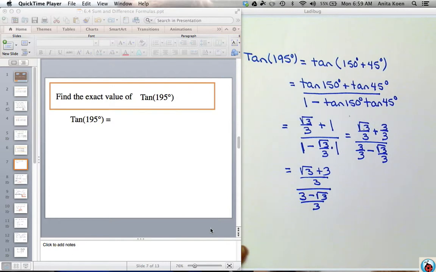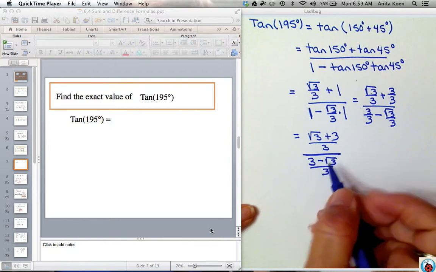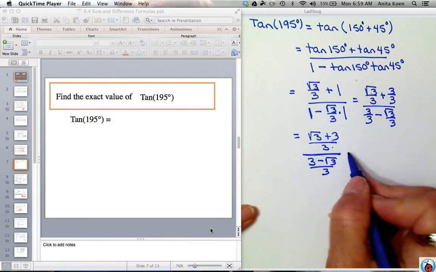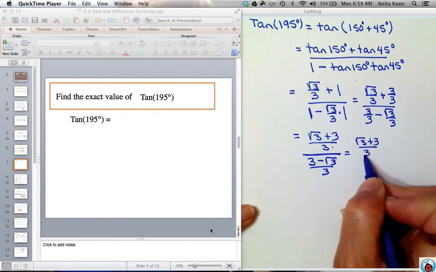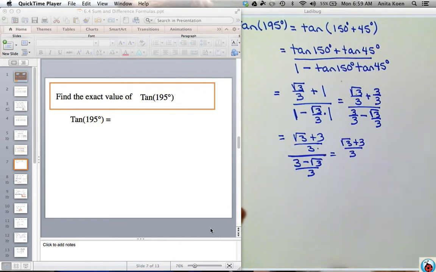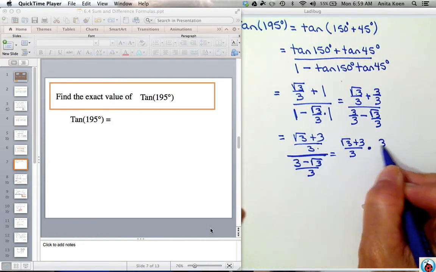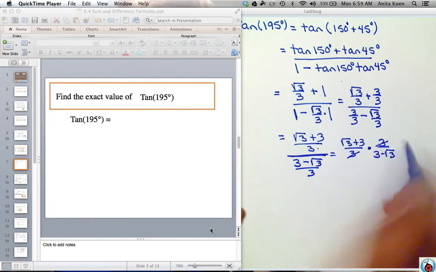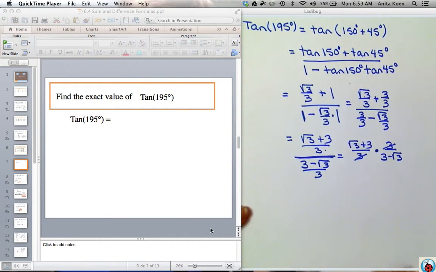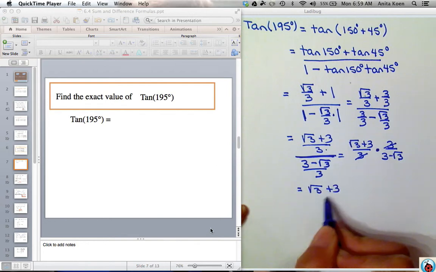Now hopefully you will remember from our previous discussions that when we're dividing a complex fraction like this, my denominators are going to cancel. If you don't remember that or you don't know why that happens, then we're going to use our definition of division and say keep the numerator, change this division to multiplication, and take the reciprocal of the denominator, and that will show you why those 3's cancel. So I end up now with the tangent of 195 is the square root of 3 plus 3 over 3 minus the square root of 3.